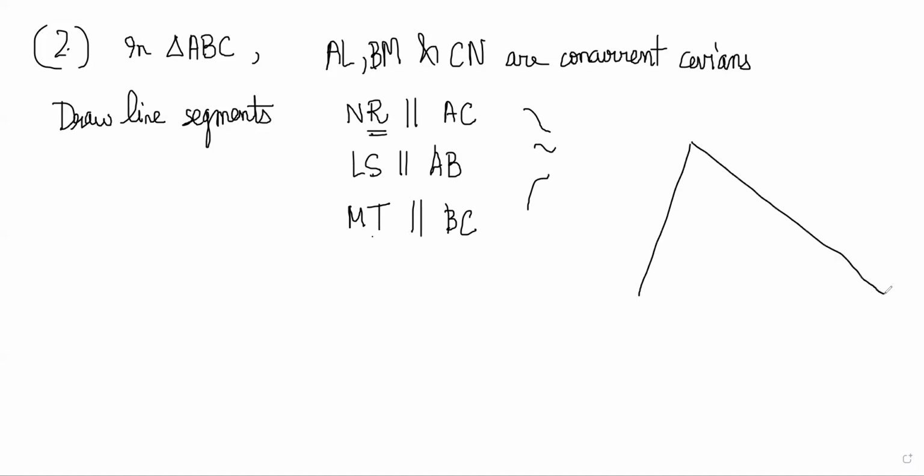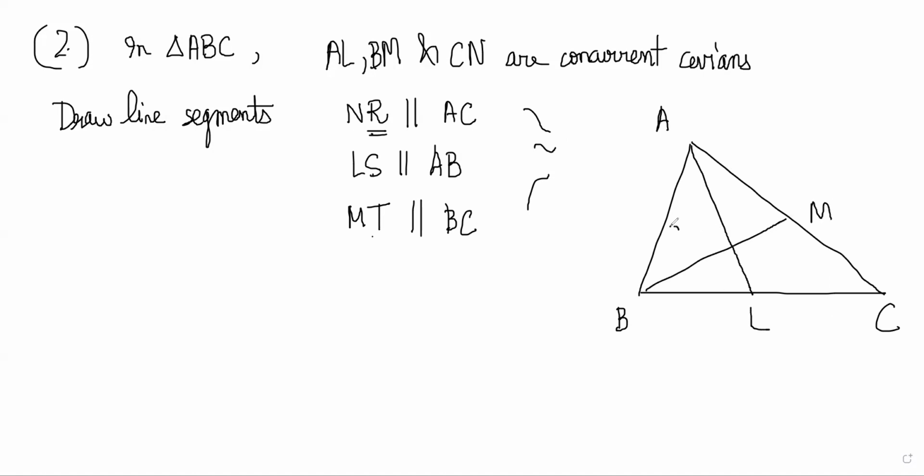So for example, this is my figure ABC. Let's say this is AL, this is BM, this is CN, and I have to draw LS parallel to AB. So I will draw a line parallel to AB like this. So this becomes my S. And I have to draw MT parallel to BC. So from M, I will draw a line like this. This becomes your T. And similarly, I'll draw NR parallel to CA. So it will be like this. And this will become my R. So we have the 3 points, R, S, and T.